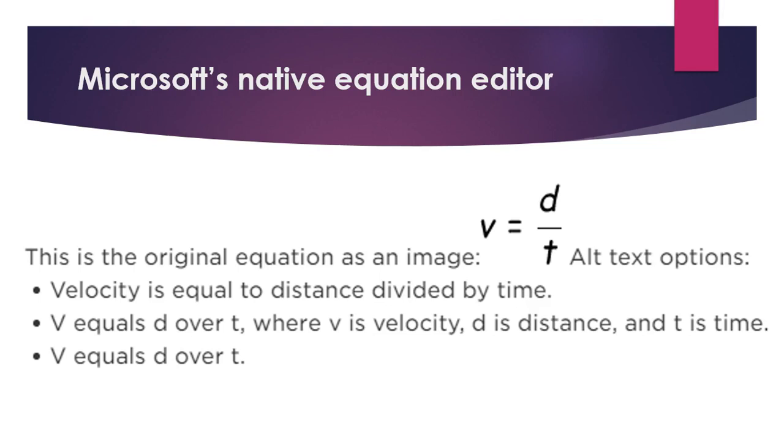So that is one option: use the native equation editor, take a snip of the equation, copy it, paste it, and then add alternate text. Again, not my preferred method, but it might be yours.